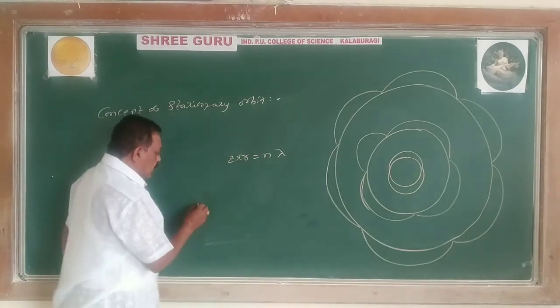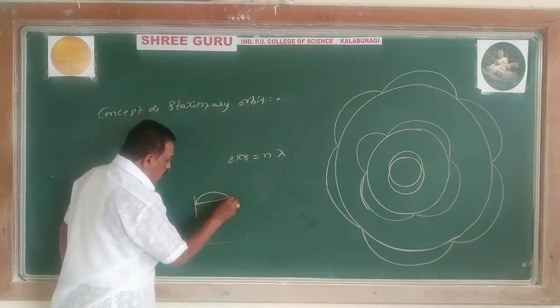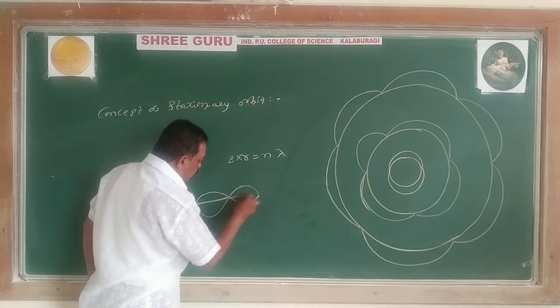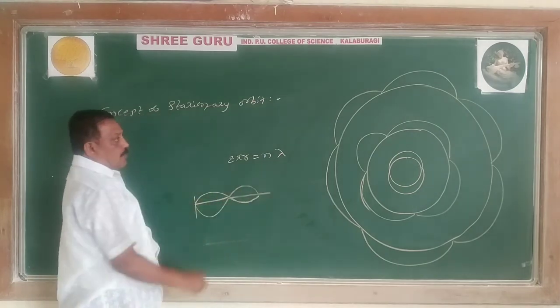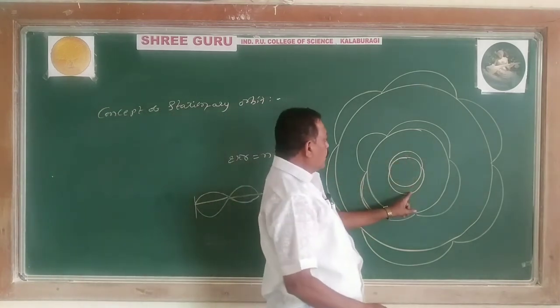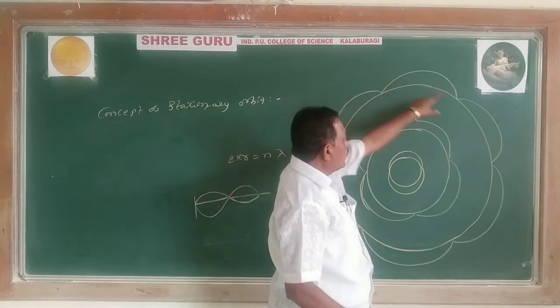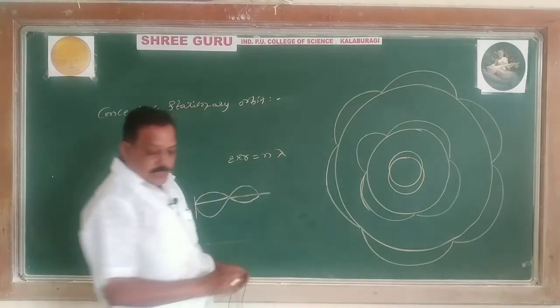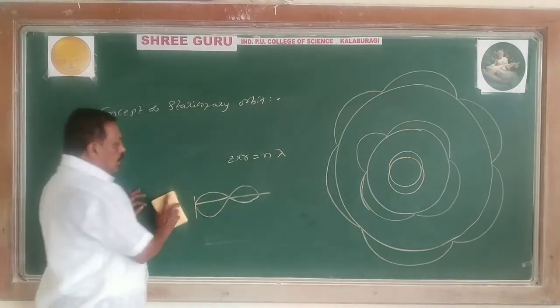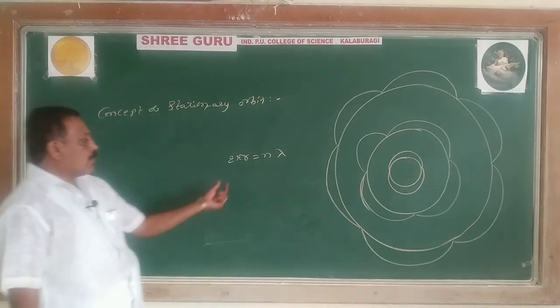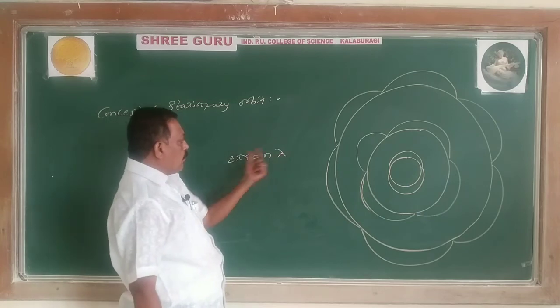We know the concept of a stationary wave. One stationary wave consists of 2 half waves. 2 stationary waves consist of 4 half waves. 3 stationary waves consist of 6 half waves. So, the circumference of the electron's orbit, 2 pi r, is equal to an integral multiple of lambda, n lambda.